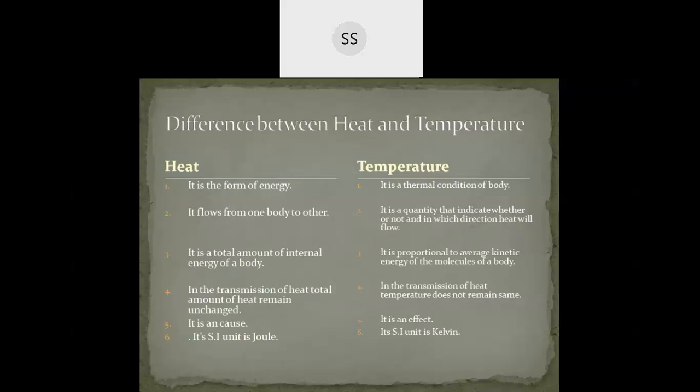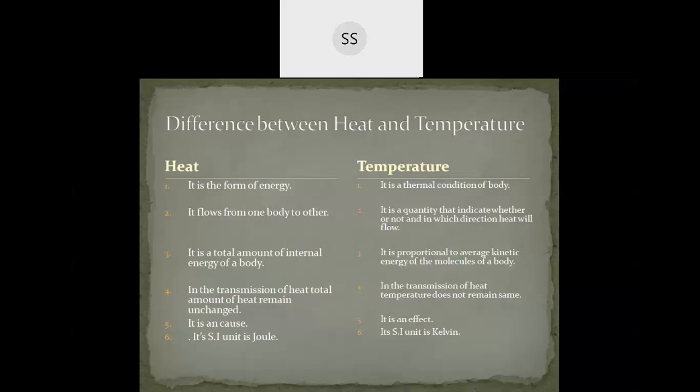Next difference: heat can flow from one body to another, and temperature is the quantity which indicates whether or not heat will flow, and if it is flowing, in which direction heat will flow. That is measured by temperature.